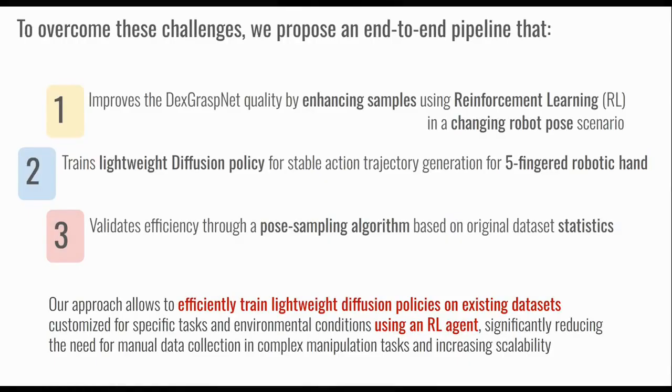To overcome these challenges, we developed an end-to-end pipeline that enhances samples from the DexGraspNet dataset using reinforcement learning, trains a lightweight diffusion policy to generate stable action trajectories for a 5-fingered robotic hand, and validates performance using a pose sampling algorithm based on the statistics of the original dataset.